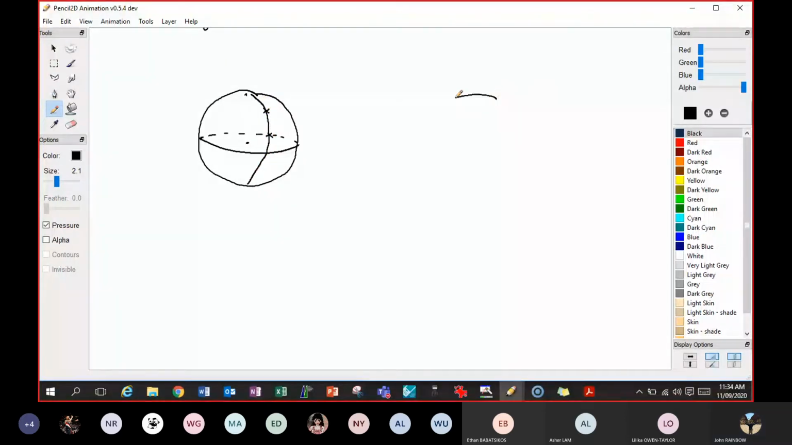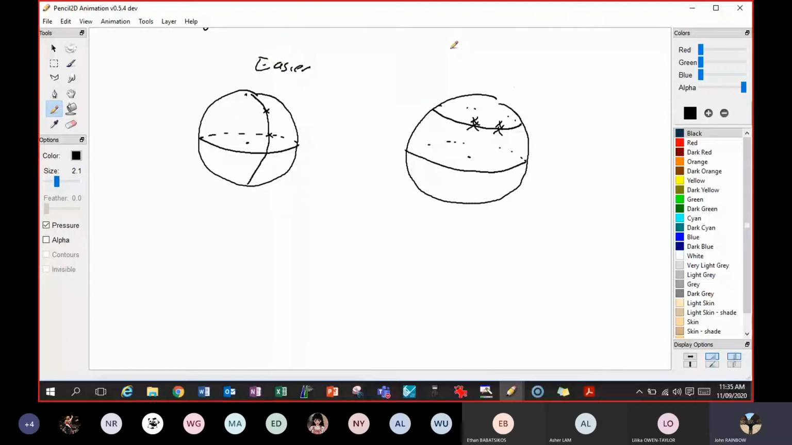Or the points are going to be on the same latitudinal line. Should have drawn my line first. You get what I mean, on the same latitudinal line. Depending on what happens, depends on how we solve it. This is easier. This is a bit harder.